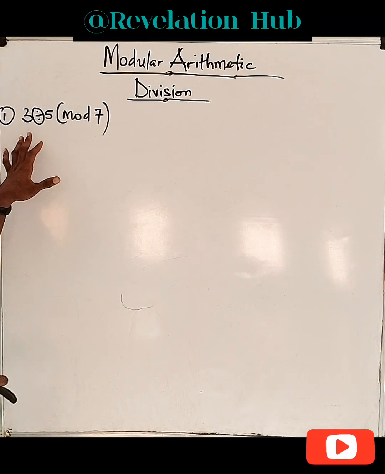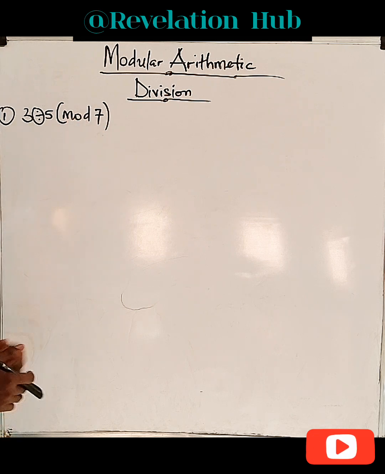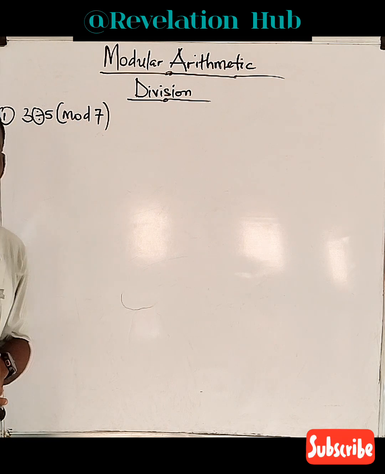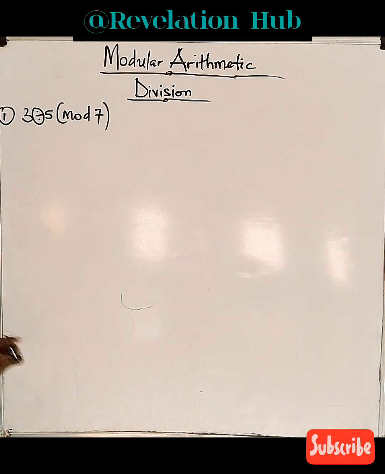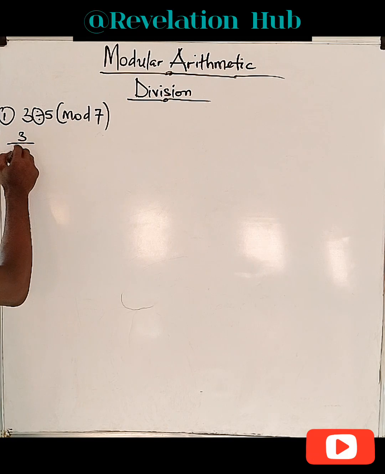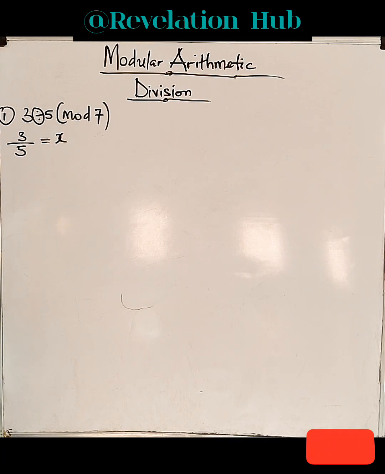So let's quickly look at the first worked example. Right here we have 3 divided by 5 to be written in modulo 7. Now this can be quite puzzling, but it's very simple. We talk about 3 divided by 5. What's it going to be? 3 divided by 5 is going to give us something. We don't know what it is, but it could be x, it could be y, it could be whatever. So 3 over 5 is, let's say, x for example.